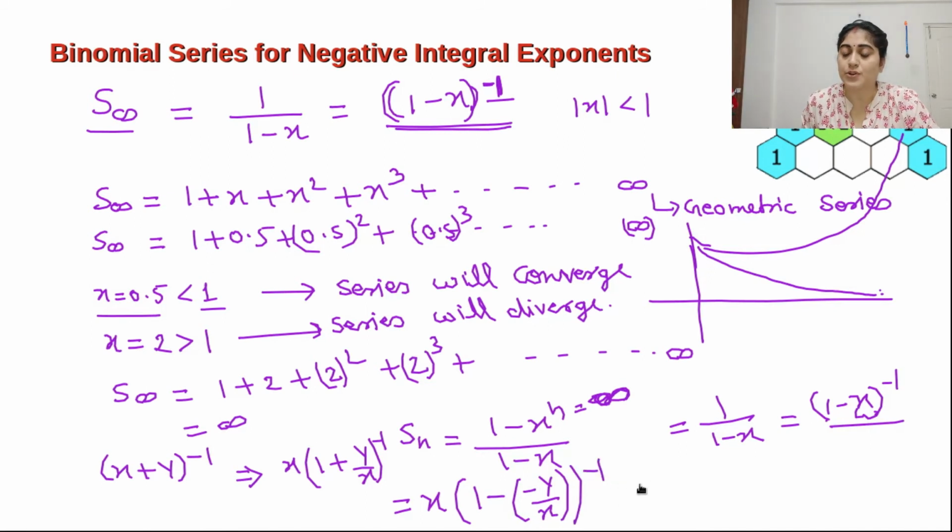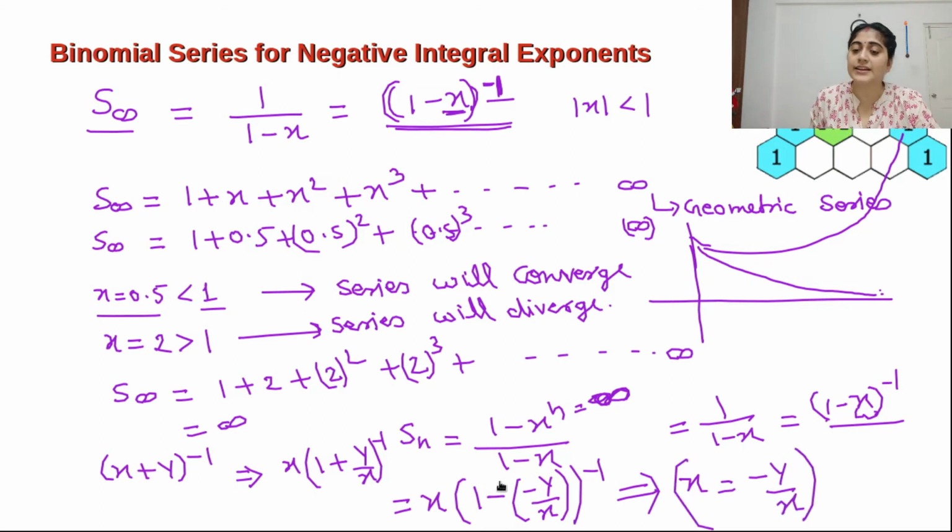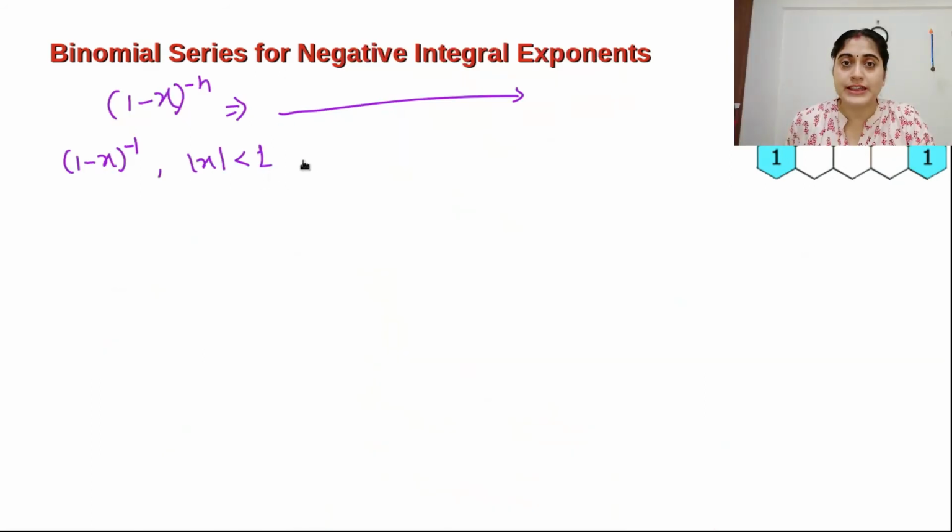So this time your x value will be minus y by x. Okay, so like that you have to convert any generalized form into this type of form to solve it. I will take one example, then it will be more clear to you.